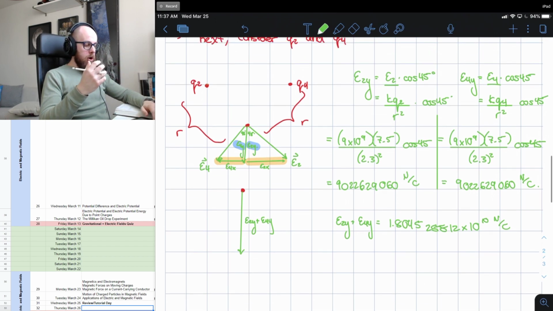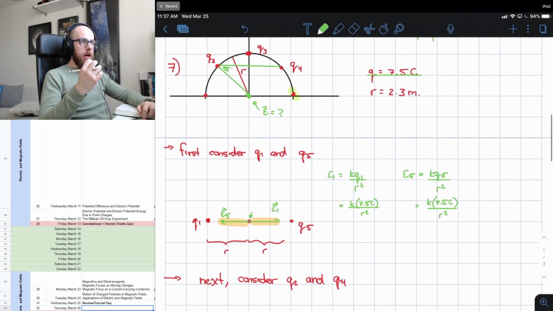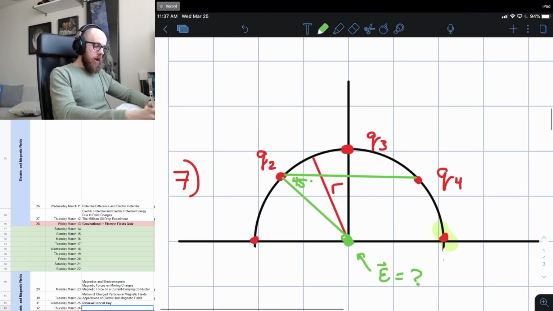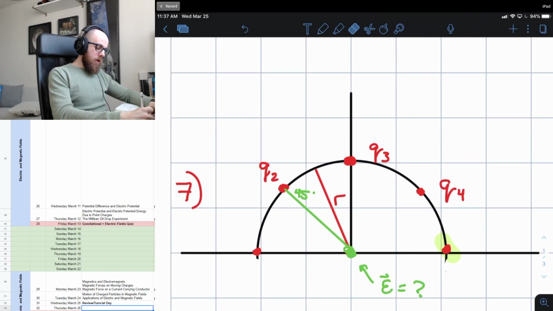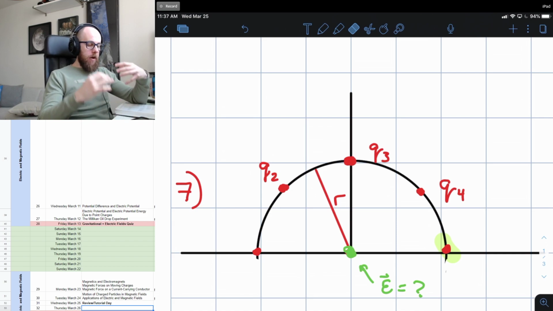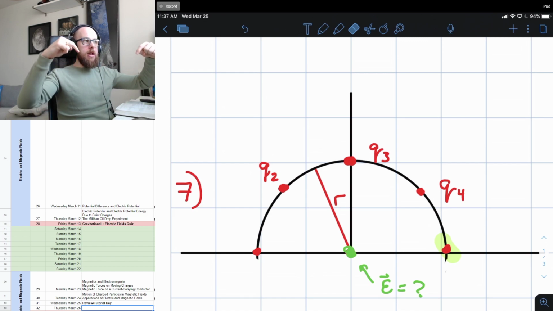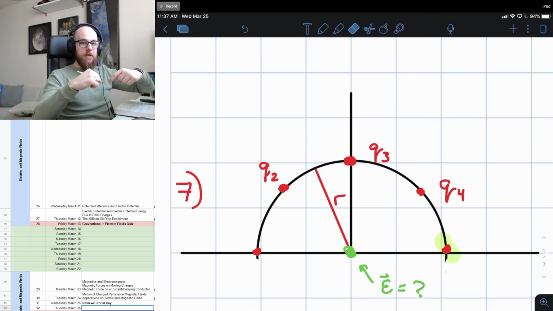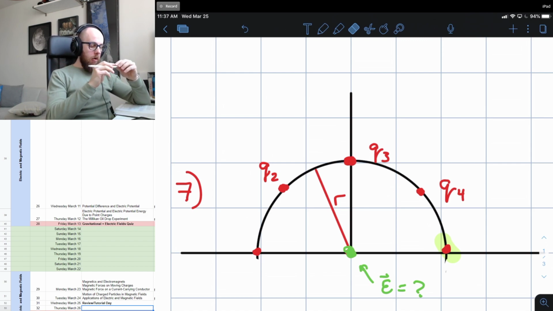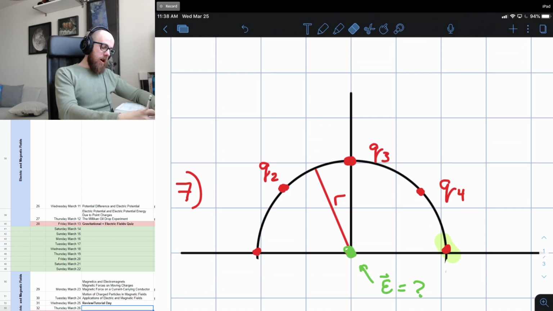So if I go back to my main picture up here, my main semicircle picture, it looks as though I've dealt with Q1 and Q5, right? I noticed that those just canceled each other out, so I don't even have to consider those anymore. I have done Q2 and Q4, and I've figured out that some of it cancels out, right? The X components will cancel out, but the Y components just add up together, okay? So all I'm left with is Q3.